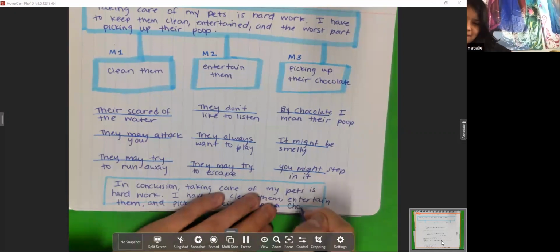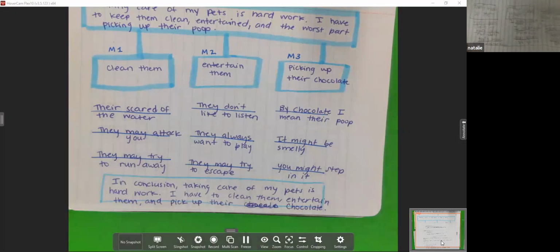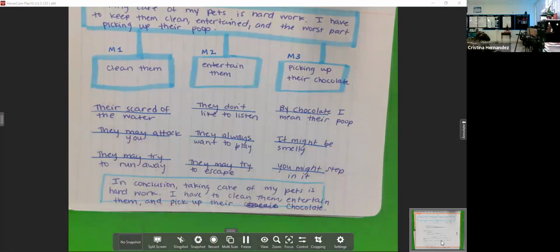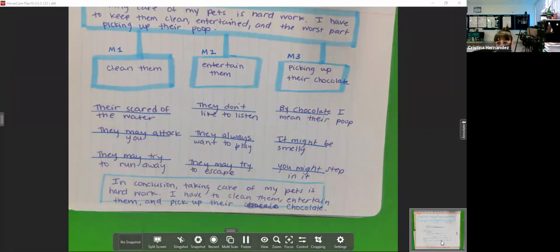Which one of these do you think this is about? Let me see. Scroll up. It basically repeated the top sentence. I have to clean them, entertain them, and pick up their chocolate. Yeah, I want the reader to know that's what I wrote about. You can put something else, Nello, if you want to. Yeah, Natalie, that's good.